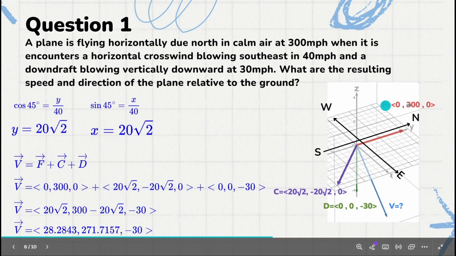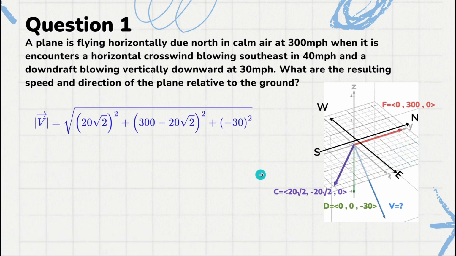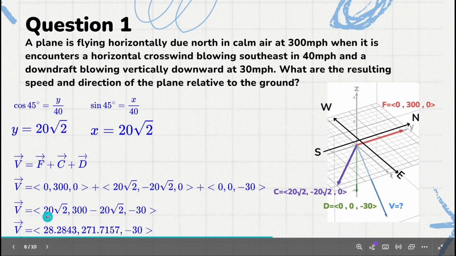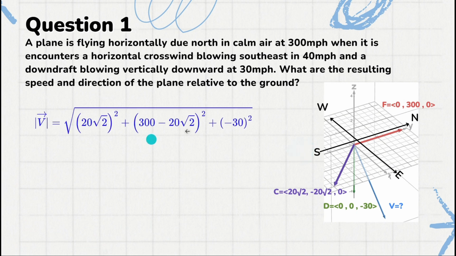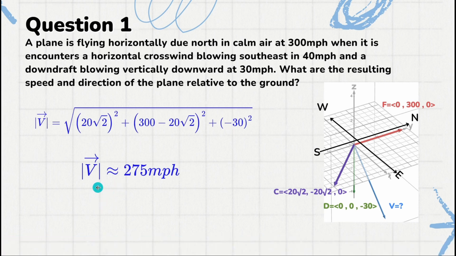And this is the direction of it, and so we still need to find the speed of it, which is the magnitude of the vector. This is the formula of it, same as the formula shown just now. It is the square root of x component squared plus y component squared plus z component squared. So in the formula it will be shown like this, and then we get that the speed of the resulting force is almost equal to 275 miles per hour.